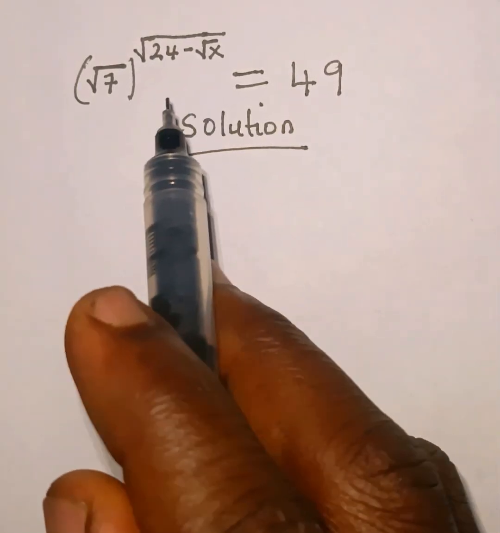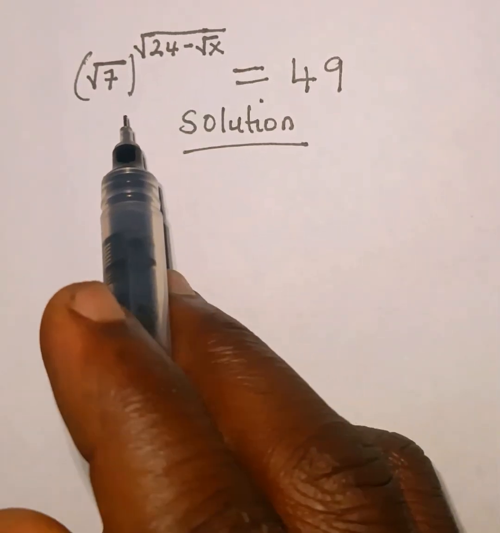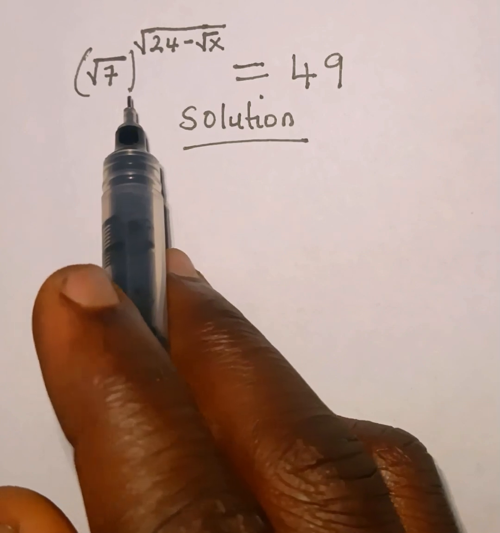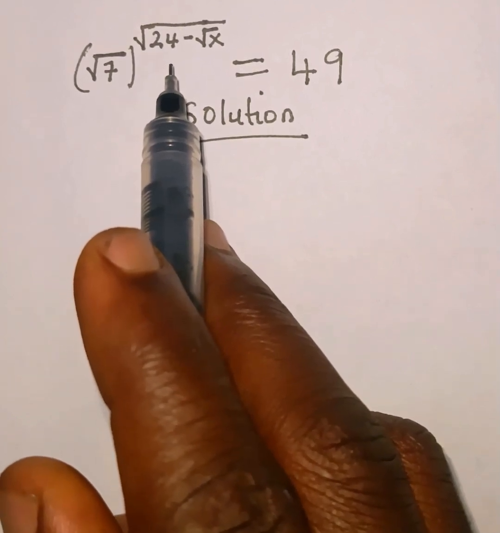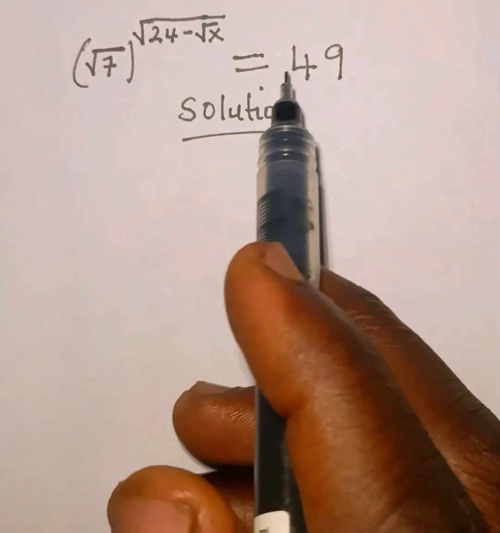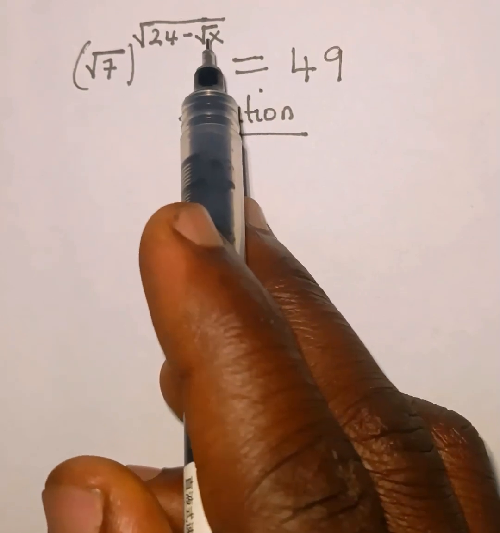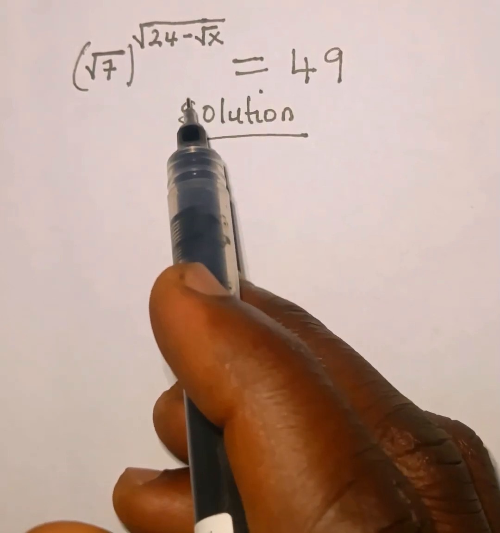We're going to solve for the value of x from this nice equation. We are given that square root of 7, all raised to the power of square root of 24 minus square root of x, is equal to 49. Then we are looking for the value of x that will satisfy this equation.